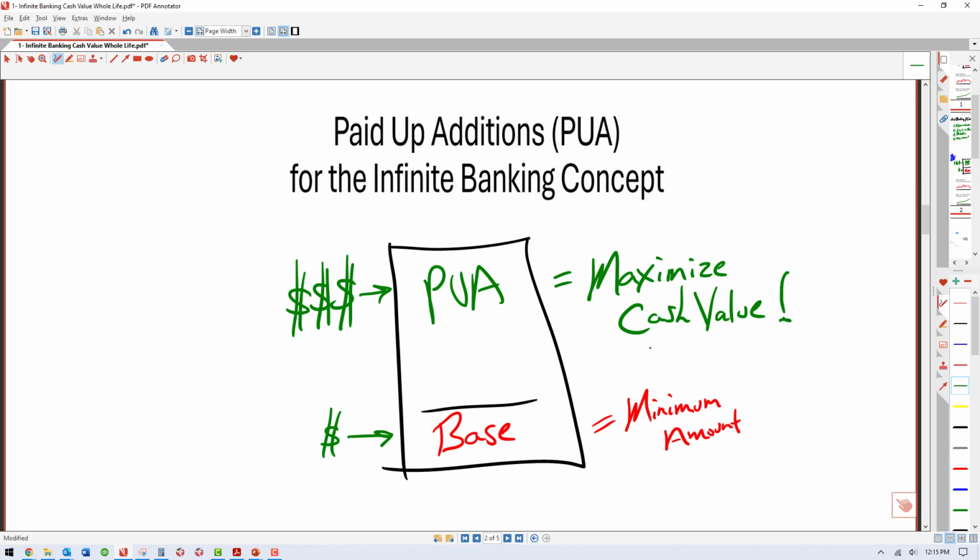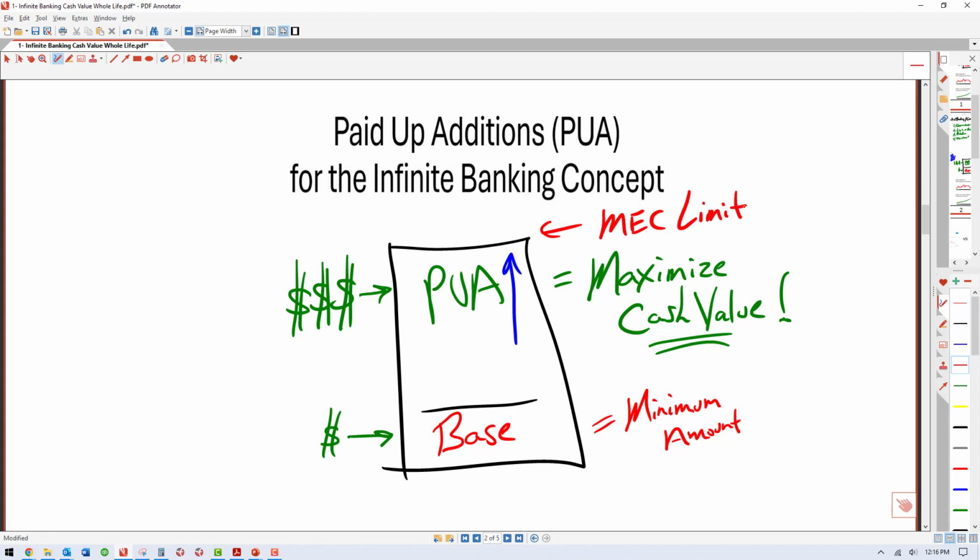This is the goal, maximum cash value. The more cash value you have growing in the policy, the better policy you're going to have, and the more cash you'll have available to use for the infinite banking concept. The key is to fund the PUA right up to what we call the MEC Limit. This MEC Limit stands for Modified Endowment Contract. You don't want to cross the MEC Limit.